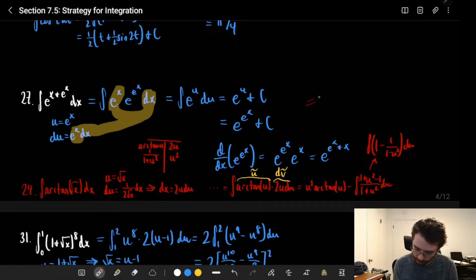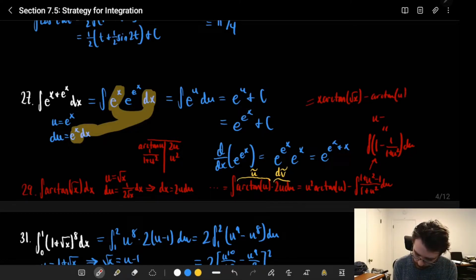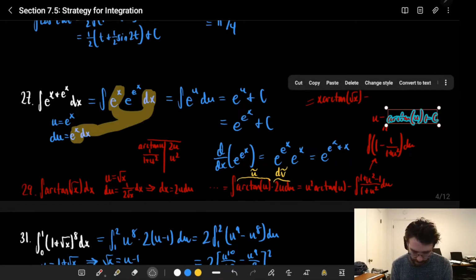Then overall, the answer you get, we get our u squared arctan u. Let's plug back in for x. So u squared is square root of x squared, so that's x. Then arctan of u becomes arctan square root of x. Minus this integral. Let's write out what that is. Integrate 1 with respect to u, you get u. Integrate 1 over 1 plus u squared, this should have been a plus, and you get arctan u plus c. I meant to put that down here. Sorry, brain is very fried.